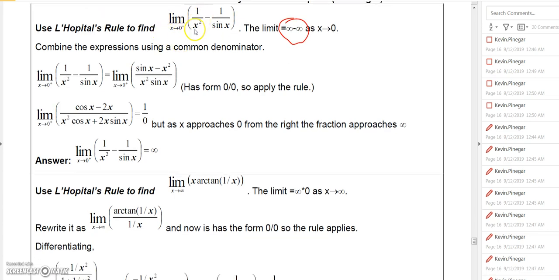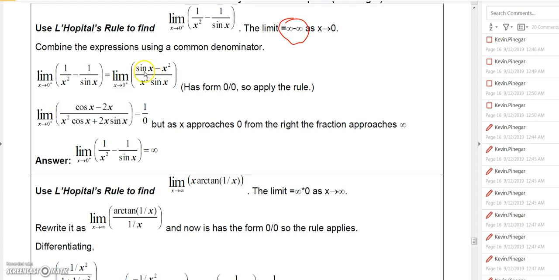So what we could do here is combine these two fractions by getting a common denominator. The common denominator would be x squared times sine x, and for this fraction the numerator would be sine x, and for this fraction the numerator would be x squared. So I would get sine x minus x squared over x squared sine x. Now let's let x approach 0 here and see what we get.